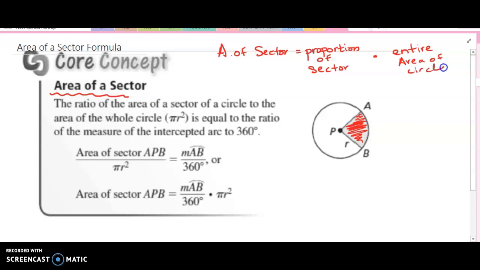Okay, always. And if we want to break this down more, the proportion of the sector can be found by the central angle over 360. This is kind of like arc length. And the area of the circle is just pi r squared. Okay, so let's do an example.